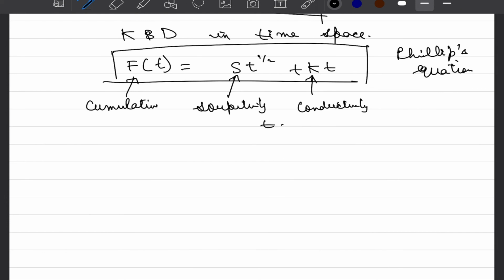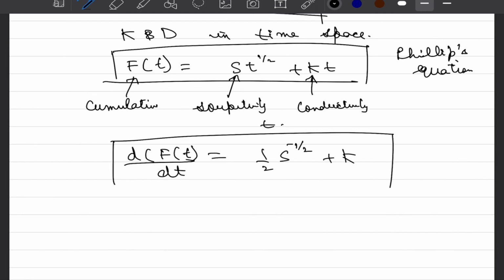If we have to estimate the rate of infiltration, we can always take the derivative with respect to time, dFt upon dt, and this equation becomes 1 by 2 S raised to power minus 1 by 2 plus K, and hence we can estimate the rate of infiltration as we know the value of all these constants, or if we have enough data, we can also determine these coefficients, as we will see in one of the examples that we will cover in the next video. Thank you.